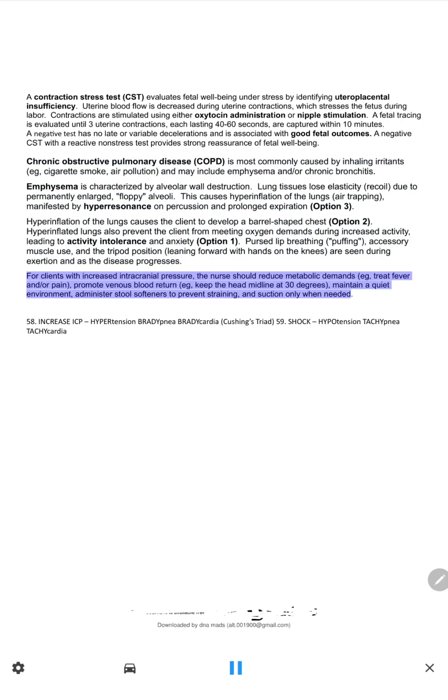For clients with increased intracranial pressure, the nurse should reduce metabolic demands, e.g., treat fever and/or pain, promote venous blood return, e.g., keep the head midline at 30 degrees, maintain a quiet environment, administer stool softeners to prevent straining, and suction only when needed. 58. Increased ICP: hypertension, bradypnea, bradycardia, Cushing's triad.